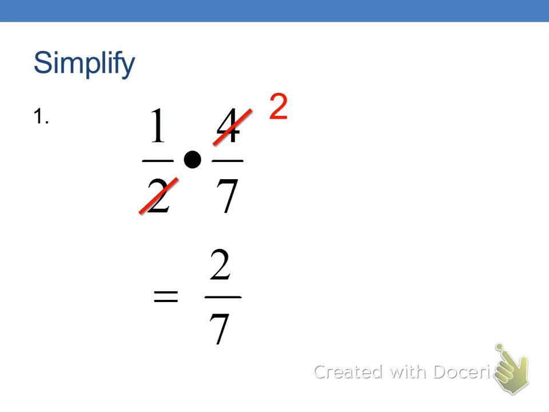All right, the next step is to multiply across the top. I'll just add that 1 back in so you know what I'm doing. So I multiply 1 times 2. That's how we get a 2 on the top. On the bottom, I do 1 times 7. That's how we get a 7 on the bottom. What questions do you have?